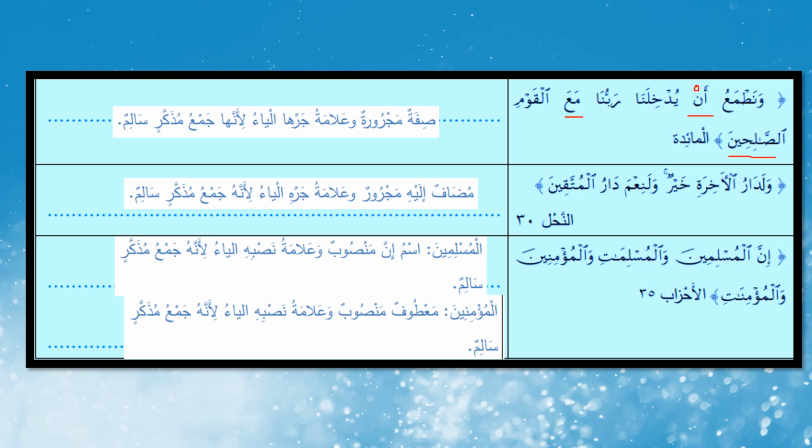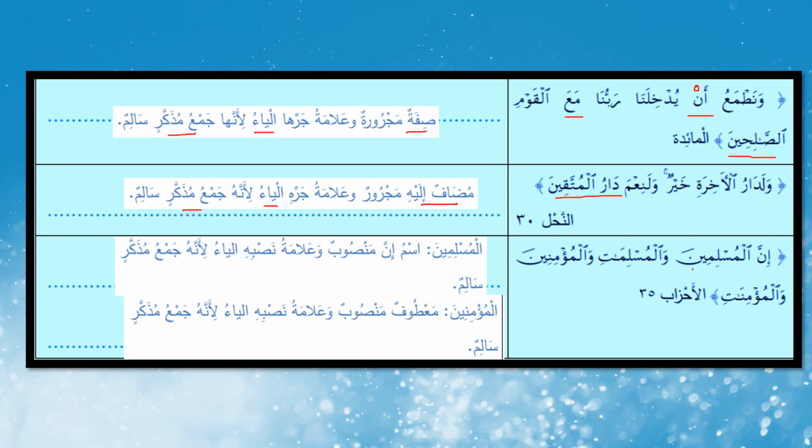So this is harf jar, مع القوم الصالحين. What kind of qawm is this? صالحين. So this is in sifa position and it is with the ya and it is Jama muzakkar salim. Sifa, that is majroor, because of the harf jar. وَلَدَارُ الْآخِرَةِ خَيْرٌ وَلَنِعْمَ دَارُ الْمُتَّقِينَ. So Darul Muttaqin, this is idafa and this is in mudaf ilayhi position. So it's mudaf ilayhi with the ya because it's Jama muzakkar.